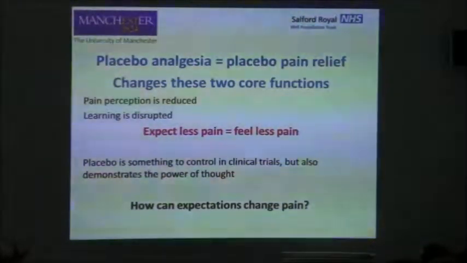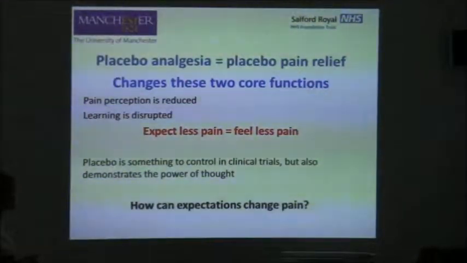So pain perception is reduced and learning is disrupted. If you go back to the prediction error that I was talking about, in a placebo setting, you're expecting low pain, and despite the incoming high pain stimulus, you still perceive the pain as low. You don't update your expectations in the way that you should.